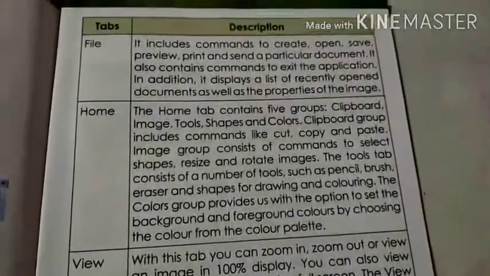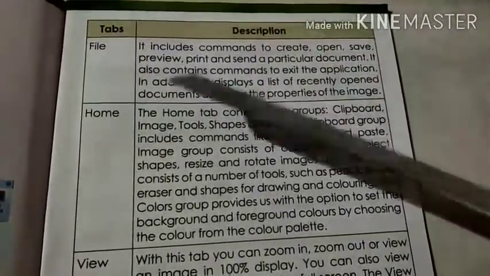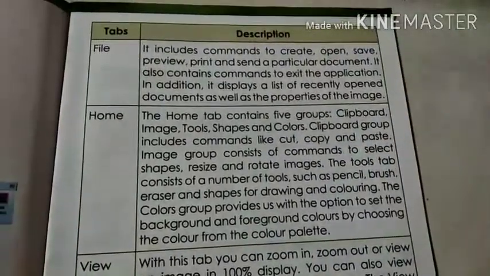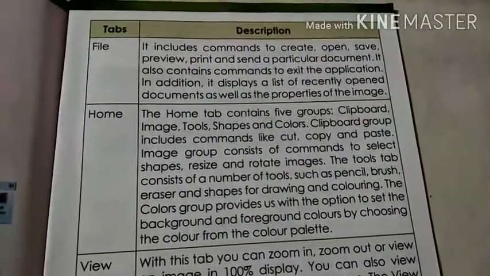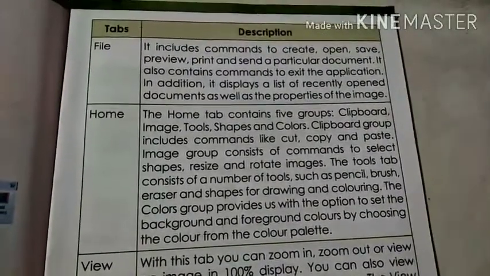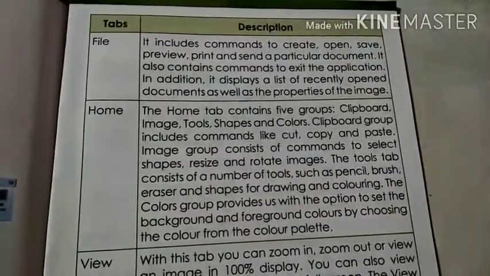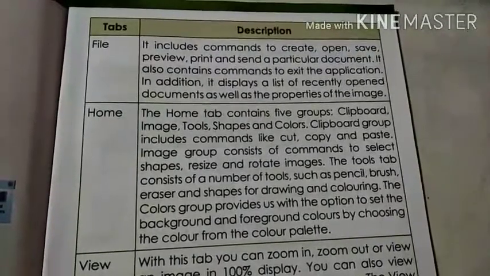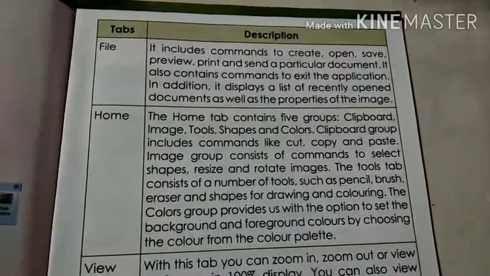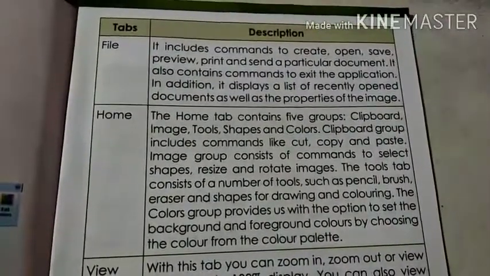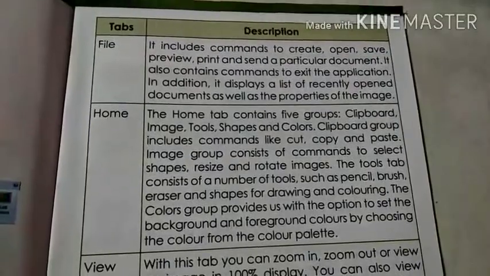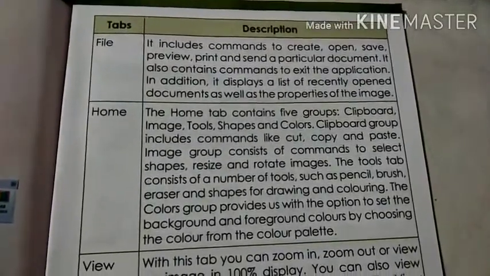First is the file tab. That I told you, in the file tab we have several options, several commands. That is, you can create, open, save or preview, print or send a particular document. It also contains a command to exit the application. In addition, it displays the list of recently opened documents as well as the properties of the images. So if you have some recent documents or recent pictures, images, it shows you.